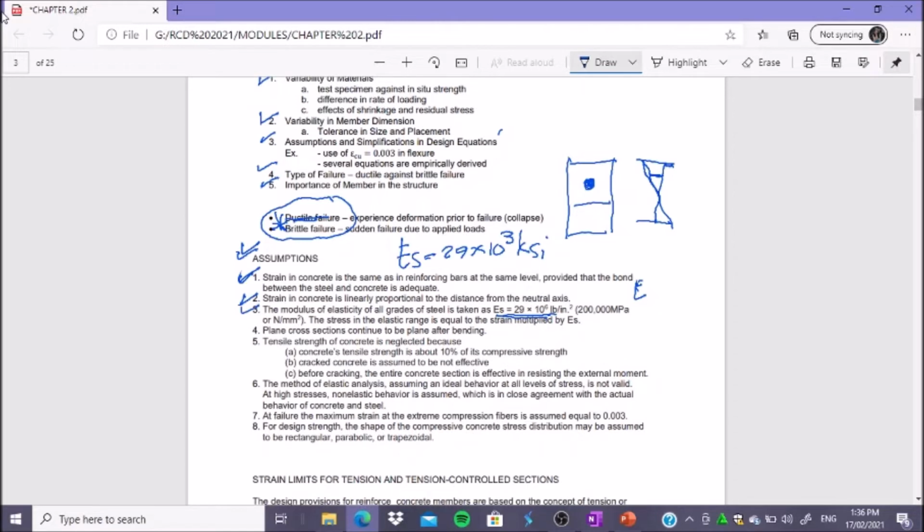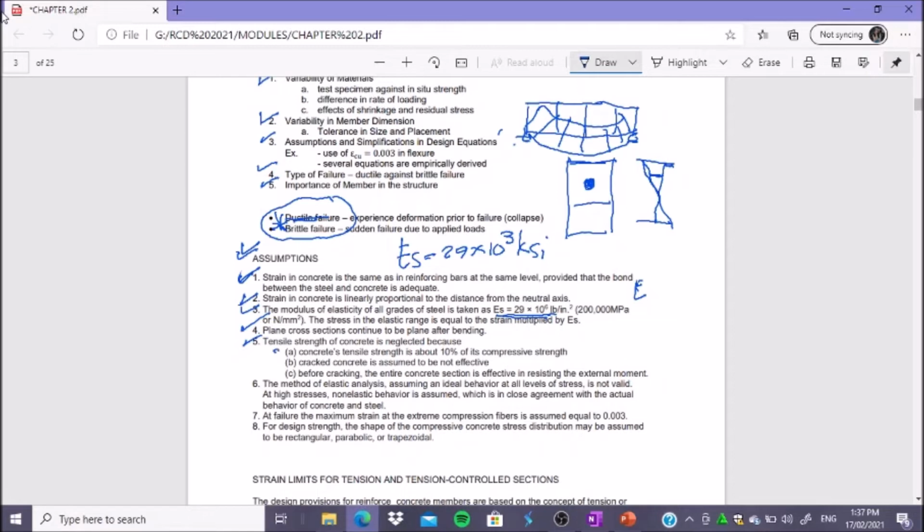Now this, plane cross-sections continue to be plane before and after bending. Okay. This is just our beam. For example, we have this beam, then it is subject to load. Before load, our cross-section remains plane. Even after it bends like that, it is still plane. It is not destroyed. That is one of the assumptions.